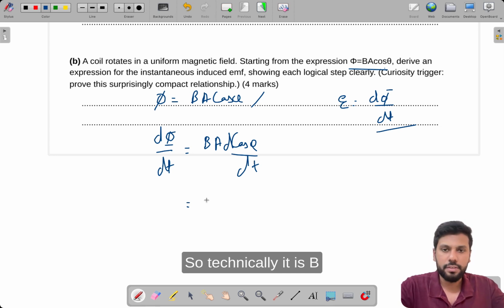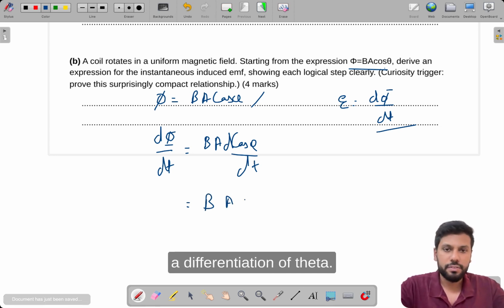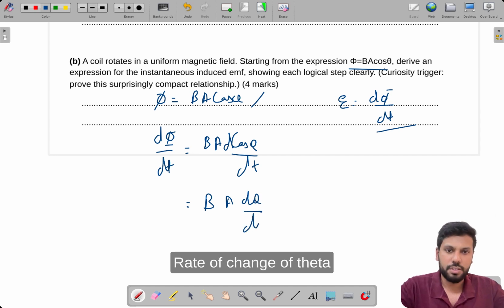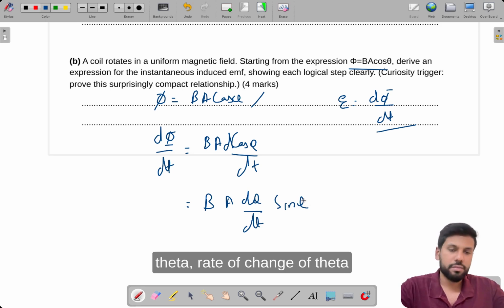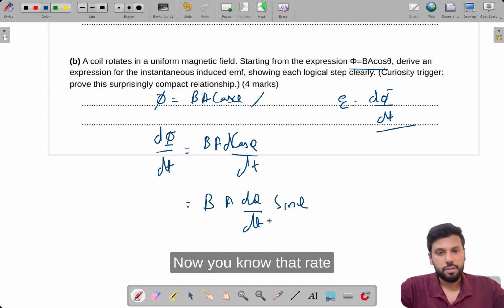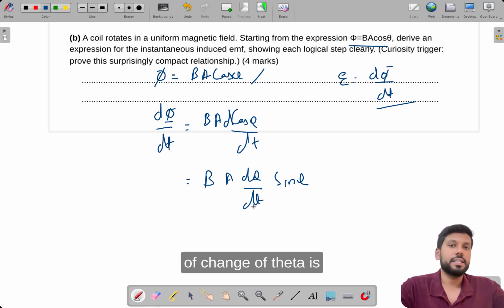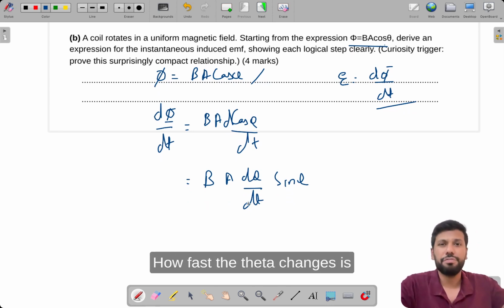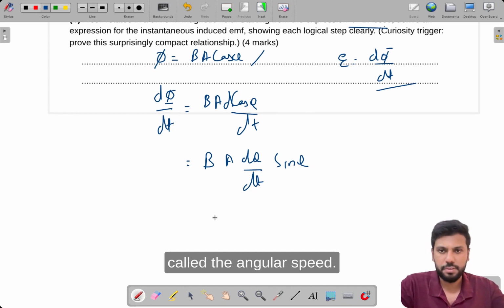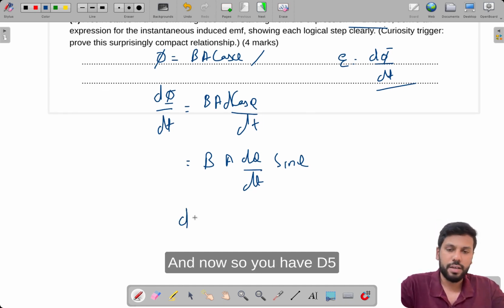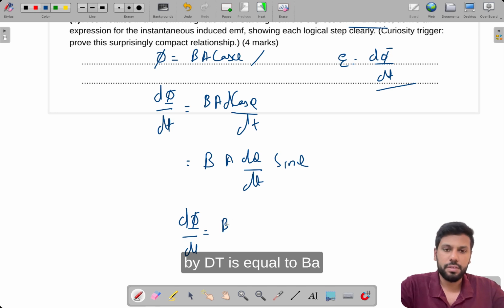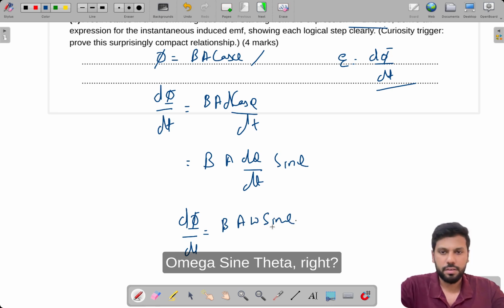So technically it is BA times the rate of change of theta into sine theta. Now you know that the rate of change of theta is the angular speed. How fast the theta changes is called the angular speed. And so you have dφ/dt equal to BA omega sine theta, right?